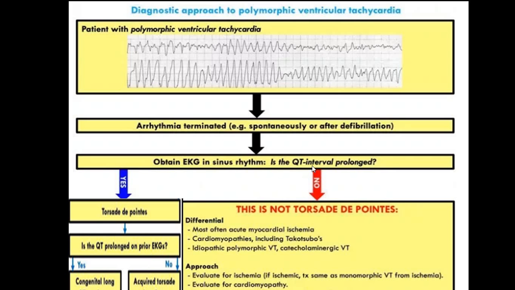And if there is no QT prolongation seen, this is not Torsades De Pointes, you should look for other conditions like acute myocardial ischemia, cardiomyopathy, Takotsubo, idiopathic polymorphic ventricular tachycardia, or catecholaminergic ventricular tachycardia. And in that, you will have to rule out ischemia, cardiomyopathy, and drugs that can produce such conditions.